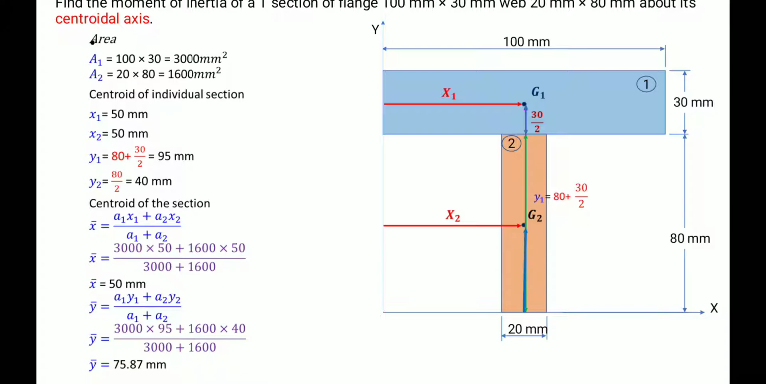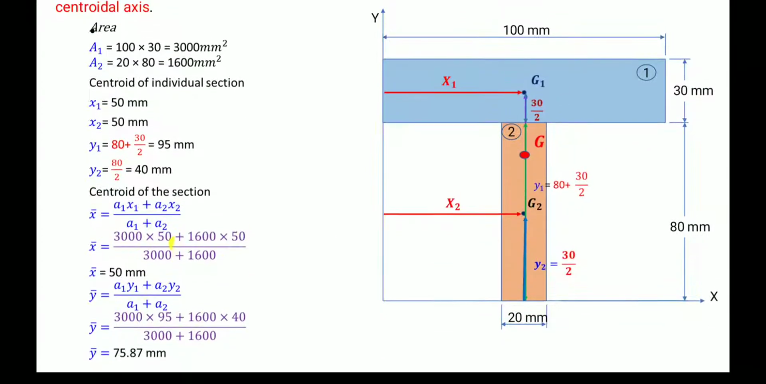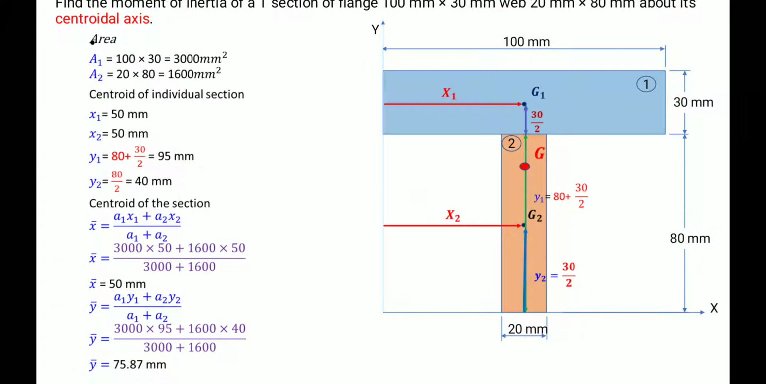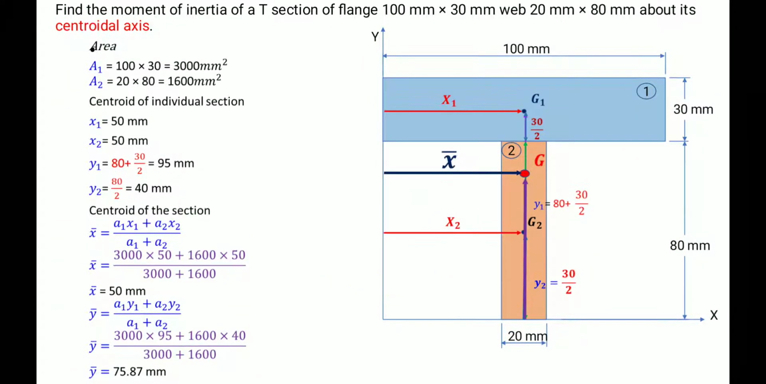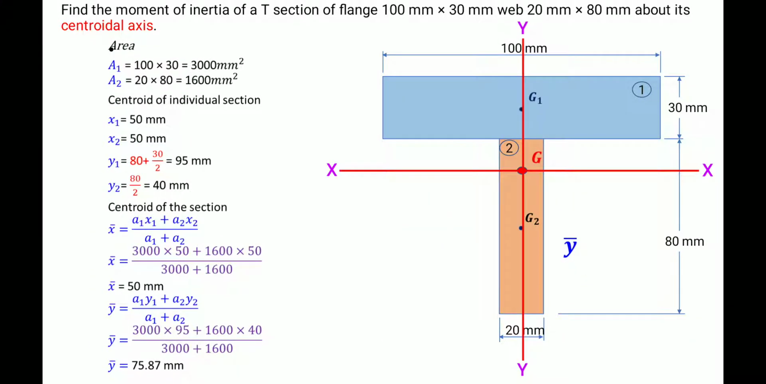So after finding this, we can find the x bar value from the formula (a1 x1 + a2 x2) divided by (a1 + a2). Already we know all the values, so we can substitute them. Then y bar also we find. So this is the centroid of the total section G. The centroid of the total section is at x bar, a distance of 50, and y bar is at a distance of 75.85 mm.